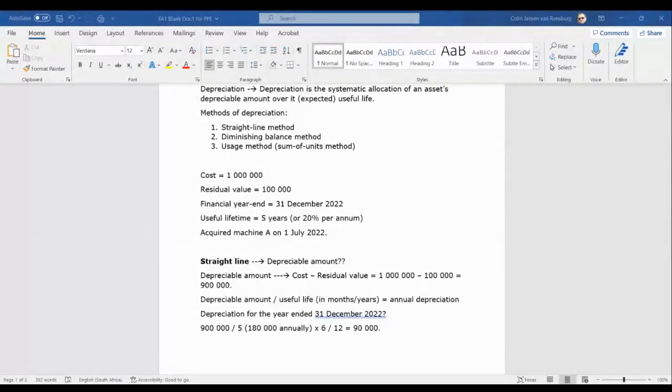Anyway, ladies and gentlemen, the trick there, in the case of the straight line method, the diminishing balance method works differently, as we'll see just now. In the case of the straight line method, the whole point is to write the depreciable amount off over the useful lifetime to its residual value, right? So that on the very last day before you stop using that machine, it's going to have a carrying amount of 100,000 rands.